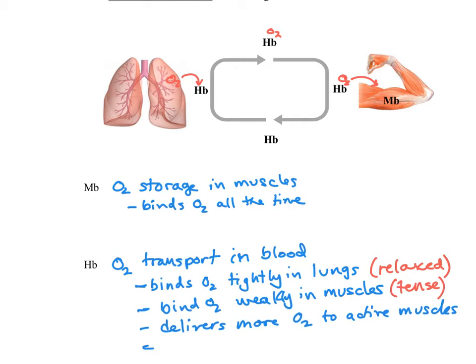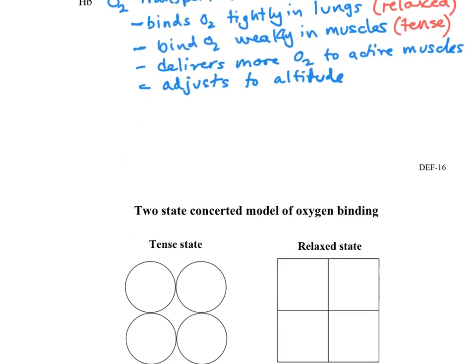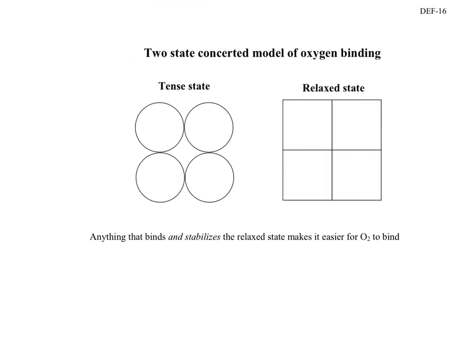Second of all, hemoglobin adjusts to altitude. You may know that if you go to high altitude, you have some problems breathing because oxygen is not being delivered well. And believe it or not, hemoglobin can adjust and make that easier for us. So how does all this happen? Well, let's continue on to this page.